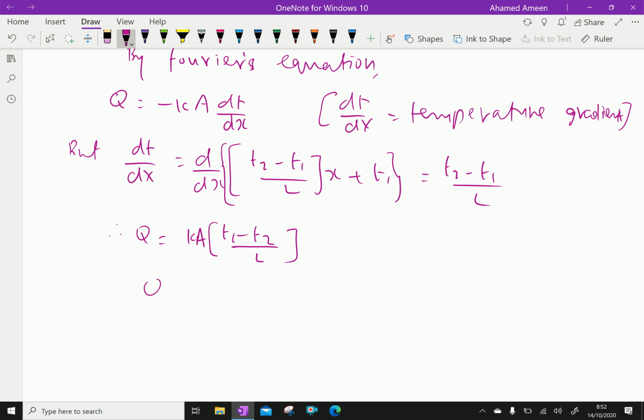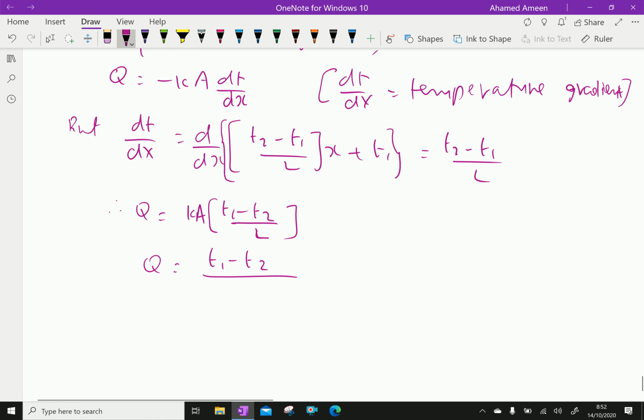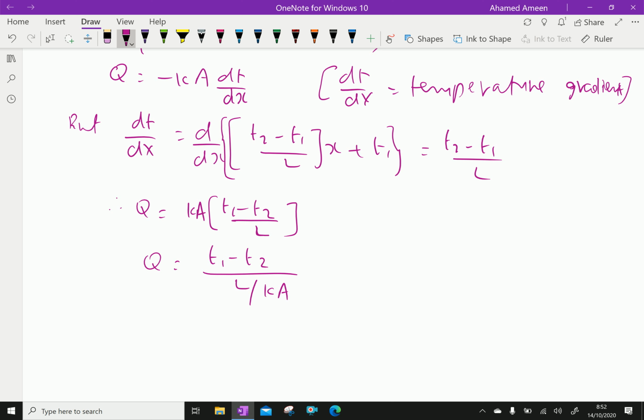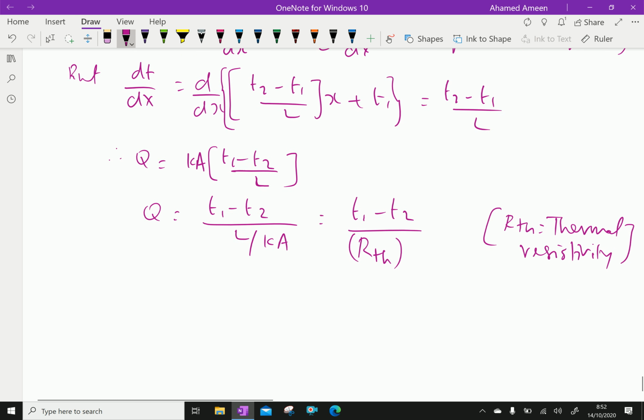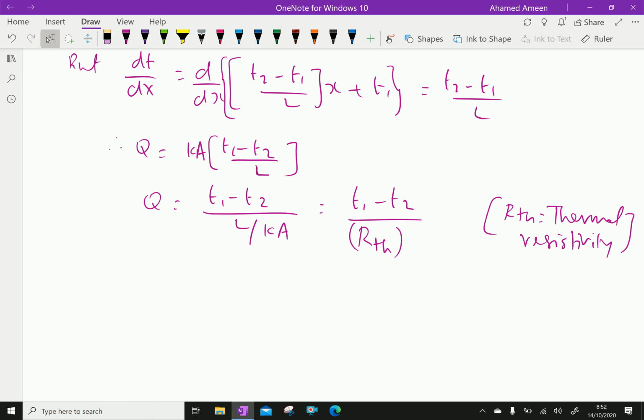Therefore, we can write Q equals T1 minus T2 over L by K A, where L by K A is the thermal resistance of conduction, R thermal. Here R TH equals the thermal resistance of the material for heat conduction.